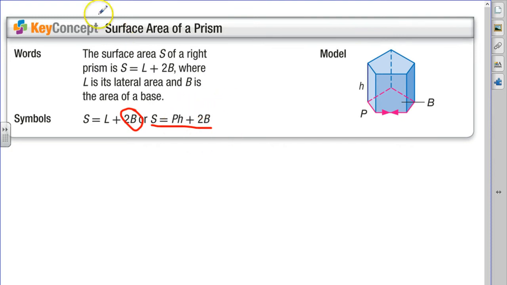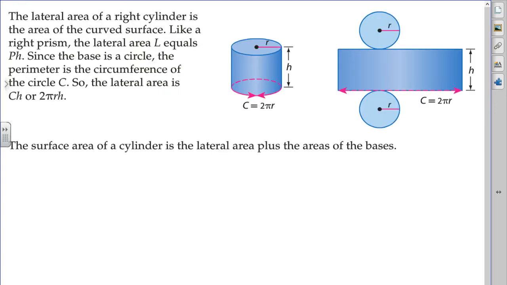Okay. Now if this is a cylinder, which is basically just a prism, but instead of polygons at the top and bottom, it's a circle. Okay. What we can do is we can take the formula for perimeter and replace it with circumference, which is 2 pi r, times h.